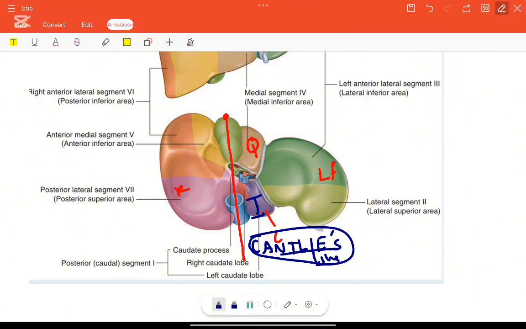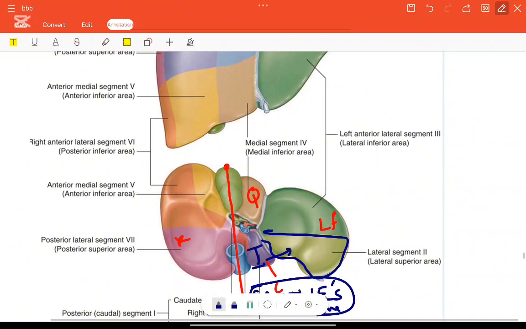You have segment 2, which is on the left side of the liver. Segment 2 is left superior, lateral left superior. This area, which you can see in this diagram. Then you move to segment 3, which is just in front. Of course, not that important to know, but I'm going to say it anyway. This is the left inferior area. So the left lobe of the liver contains segments 2 and 3. Okay? Segments 2 and 3.